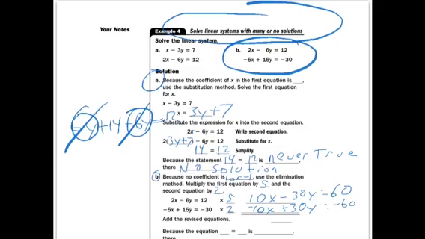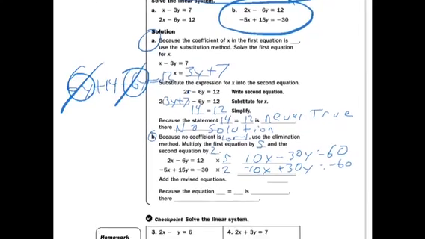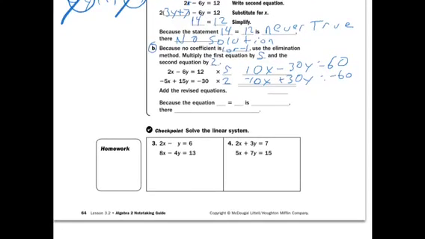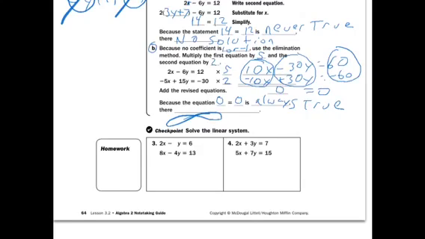Look, when I add these together, this is going to eliminate, this is going to eliminate, this is going to eliminate. I'm going to end up with 0 equals 0. And that is always true. That always happens. Every time. 0 always equals 0. So there are infinitely many solutions.